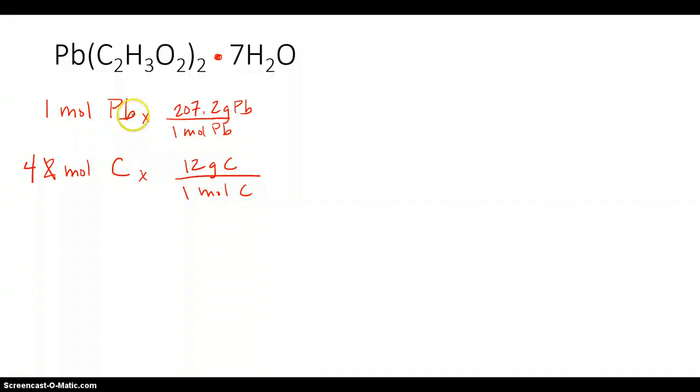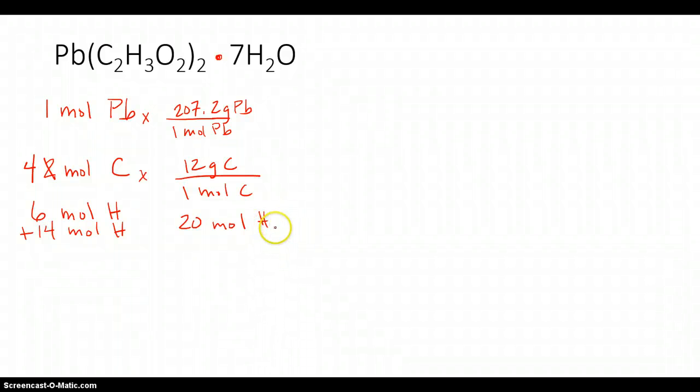For the next one, you'll notice that I have 3 moles of hydrogens, but 2 sets of 3 moles. So this should give me 6 moles of hydrogen over here, plus 14 moles of hydrogen over here. Do you notice I have 7 sets of 2? So this works out to be 20 moles of hydrogen. And to get the molar mass of that, I know 1 mole of hydrogen equals 1.01 grams.